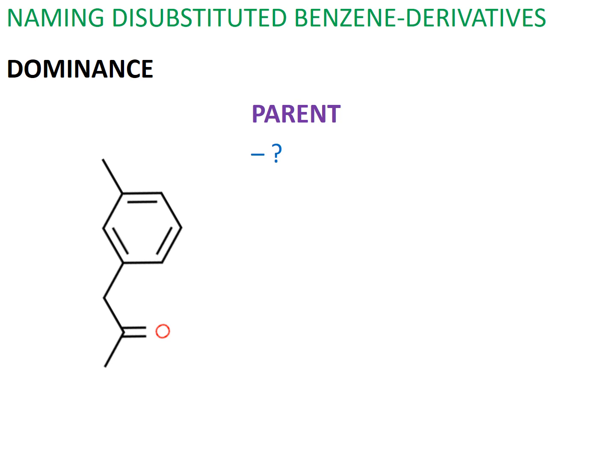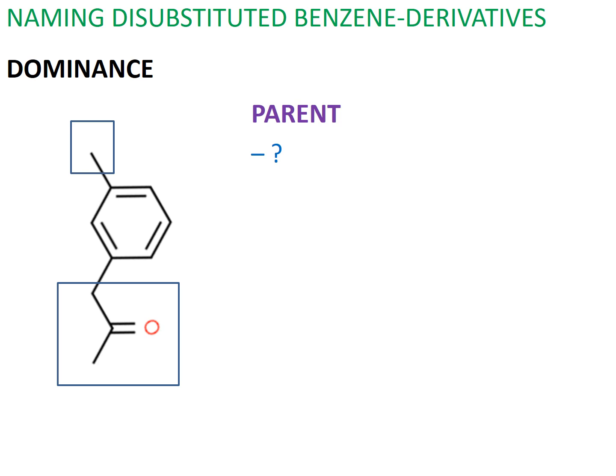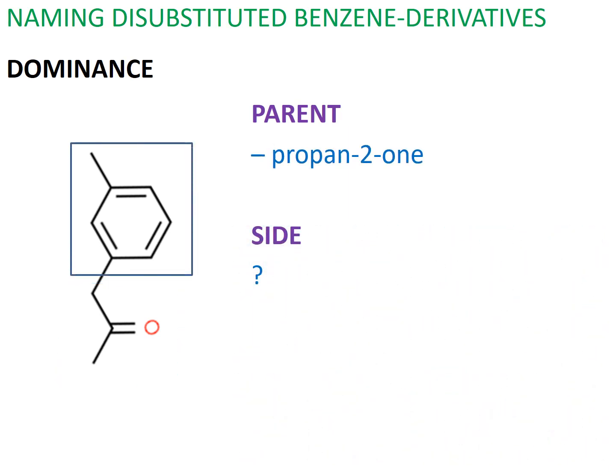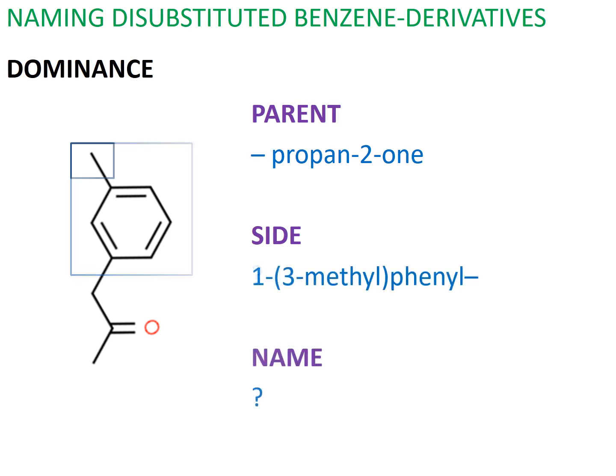And lastly, this disubstituted benzene derivative has a methyl group and a propanone chain. Neither of these are functional groups, and are in fact considered branches. Nevertheless, this branch in the box seen here contains a functional group, making it a parent chain, and whatever is bonded to it, a side group. In this case, the side group is 1,3-methyl-phenyl.